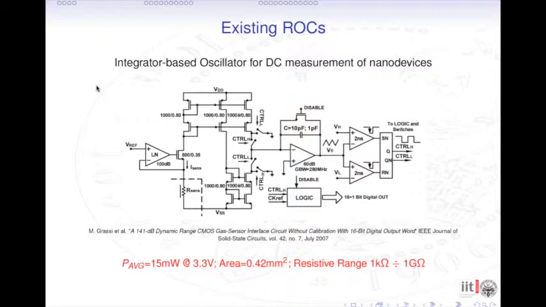Unfortunately, this circuit occupies more or less 0.42 millimeter square, and it consumes 15 milliwatts of power. But it can cover a large range of resistance from 1 kilo ohm to 1 giga ohm. So it is suitable for a semiconductor nanowire.